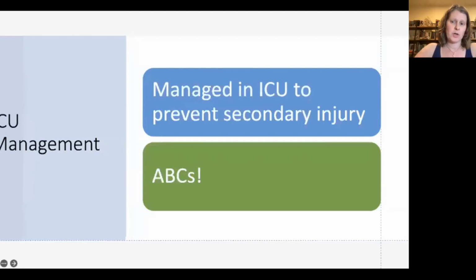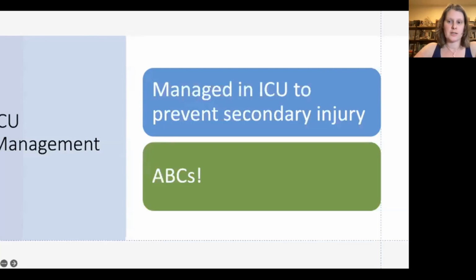Now, after workup and stabilization in the emergency room, all spinal cord injury patients should be managed in the ICU. That is primarily to prevent that secondary injury that we talked about. And also the biggest thing to remember here is you still go ABCs of trauma, airway, breathing, circulation, just like any other trauma patient. You don't want to get distracted by the spinal cord injury and forget the basics. The absolute primacy of those ABCs really can't be overstated.